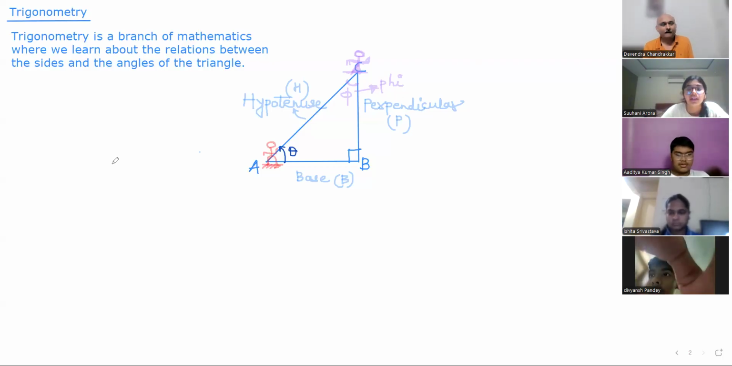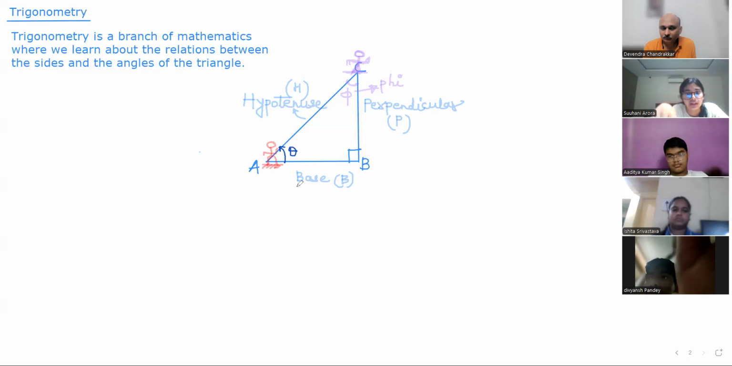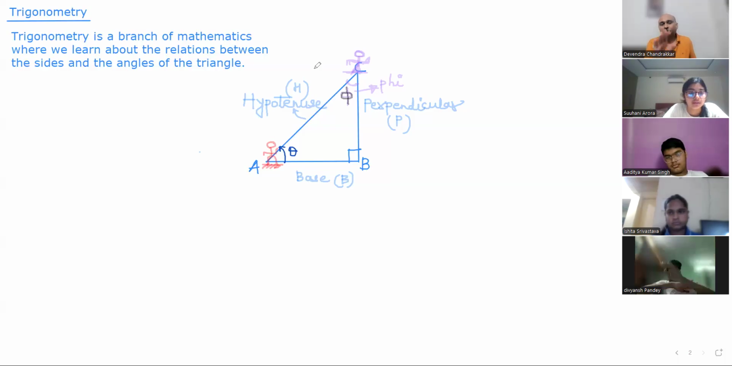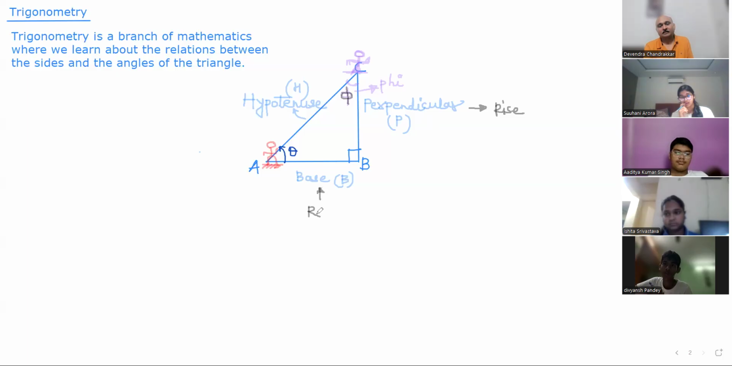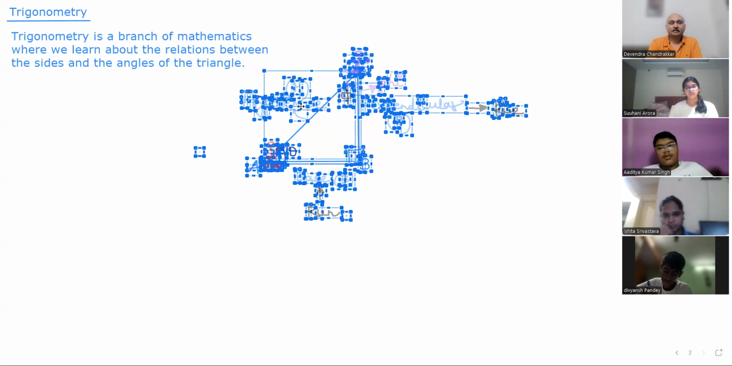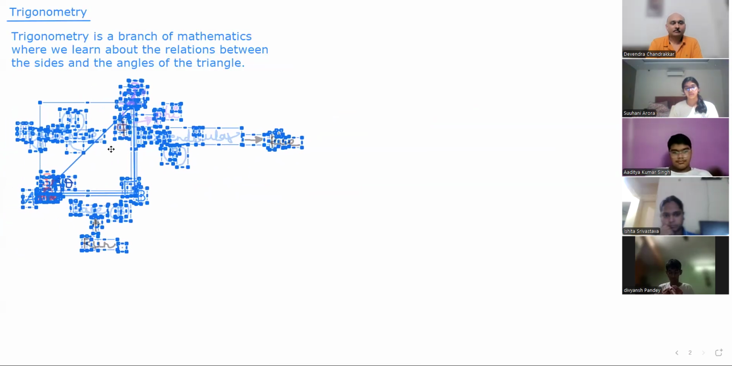AB will be perpendicular and AC will be hypotenuse. Well done. So you understood the concept of perpendicular and base, right? In trigonometry, perpendicular is also called rise, and base is called run. Rise and run are also their names. We will discuss it later, so just remember it. So these are the sides of the triangle which we have to deal with.